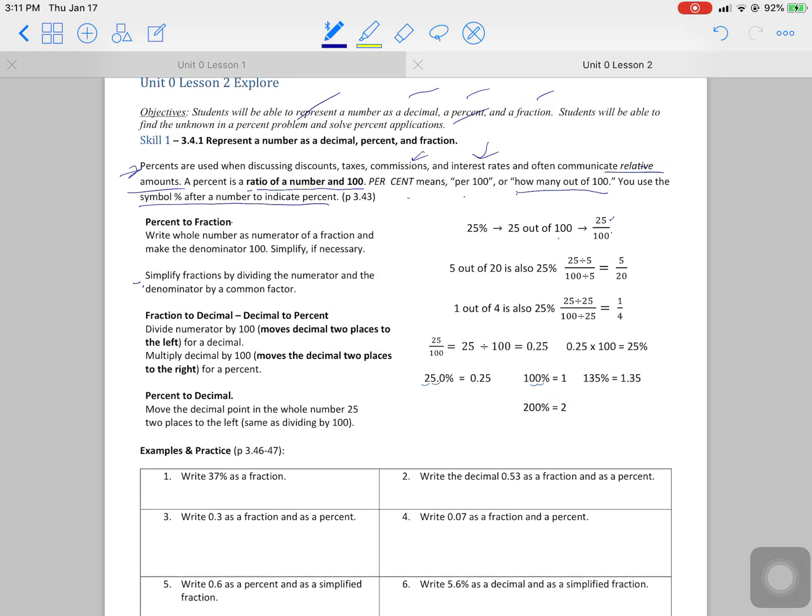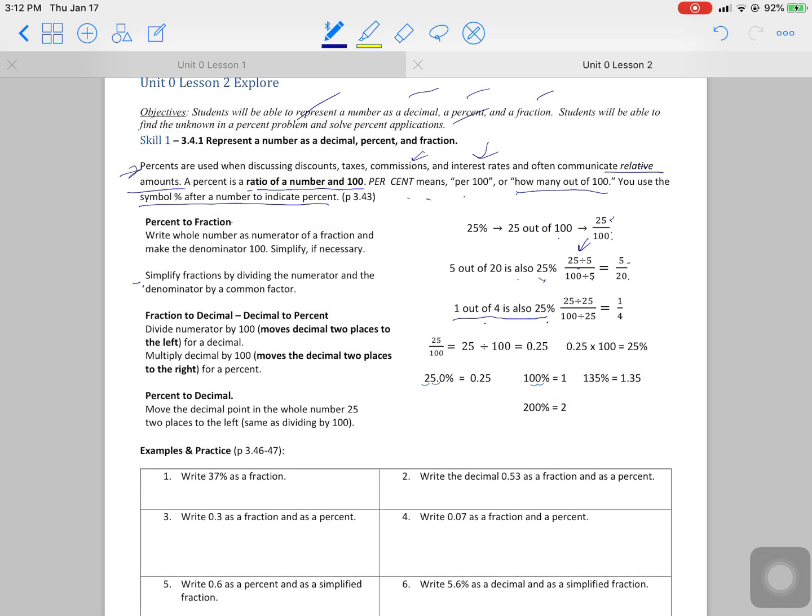So let's see. This says 5 out of 20 is also 25%. So you can reduce. Since it says percent, or per 100, we are writing the number over 100. But then the rules say that you have to reduce any fractions that are reducible. So 5 can go into both of these numbers, so we reduce that fraction down to here. But then you have to keep going, because 1 out of 4 is also 25%.